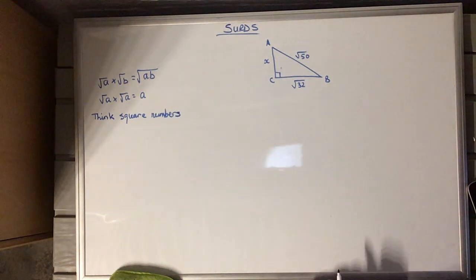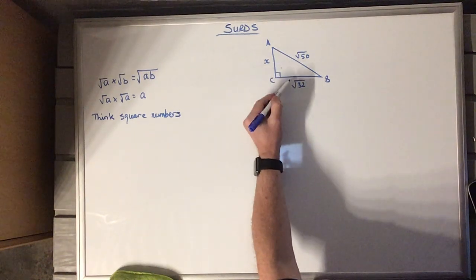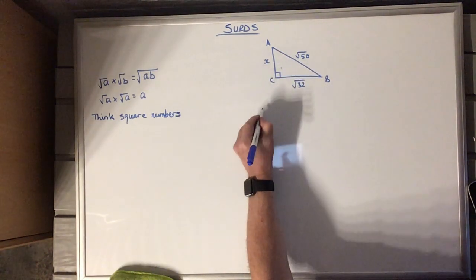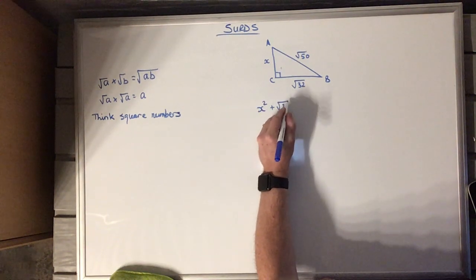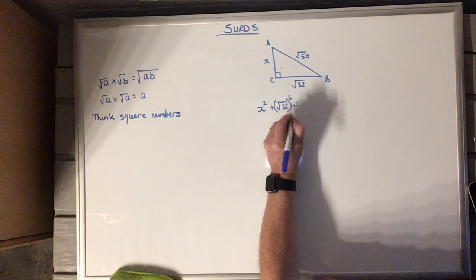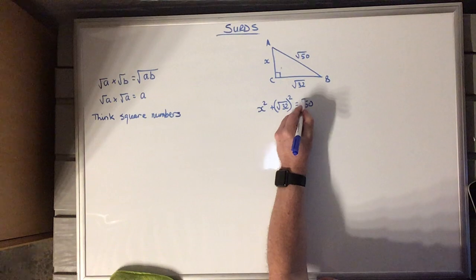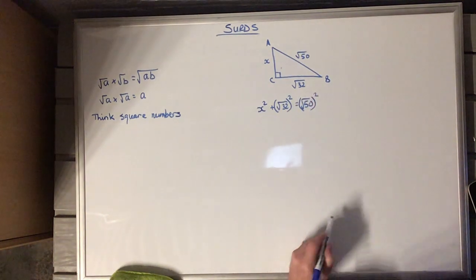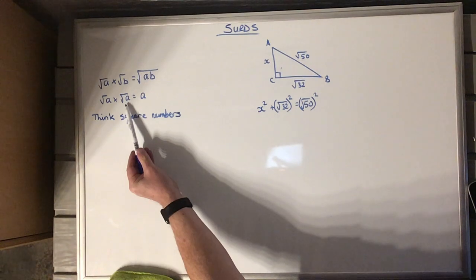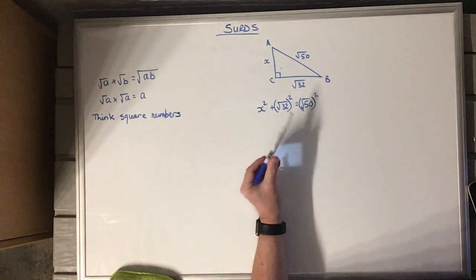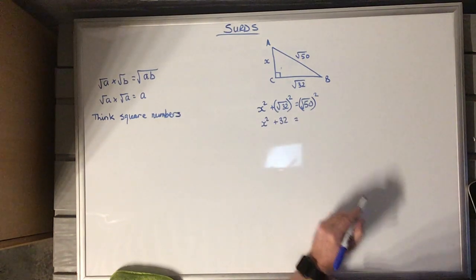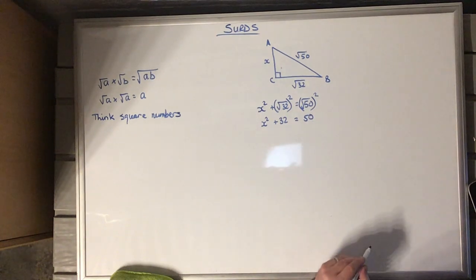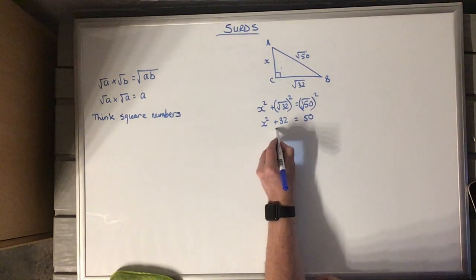Well, it's Pythagoras, so we should know what Pythagoras is. The two shorter sides squared and added together equals the longest side squared. So from that, x squared plus root 32 squared is equal to root 50 squared. So we're back to that rule there. So root 32 times root 32, well, that's going to give me 32, and root 50 times root 50 is just 50. So I'm now left with subtracting 32 from both sides.